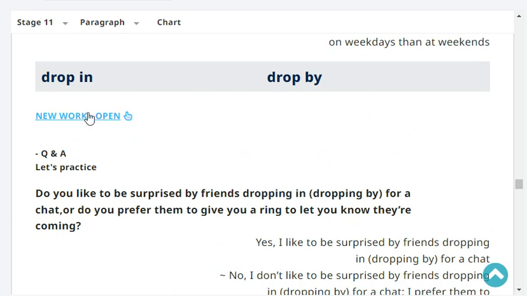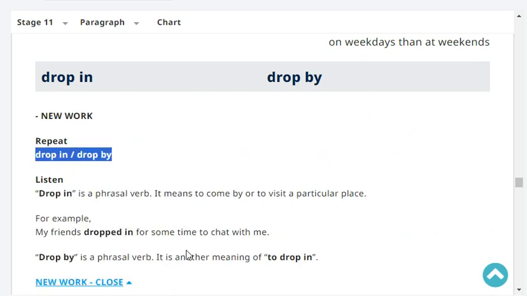Next, repeat: drop in, drop by. Very good. Okay, listen. Drop in is a phrasal verb. It means to come by or to visit a particular place. For example, my friends drop in for some time to chat with me.